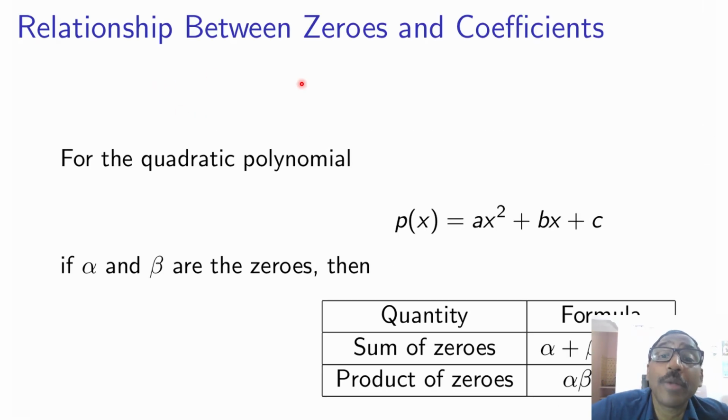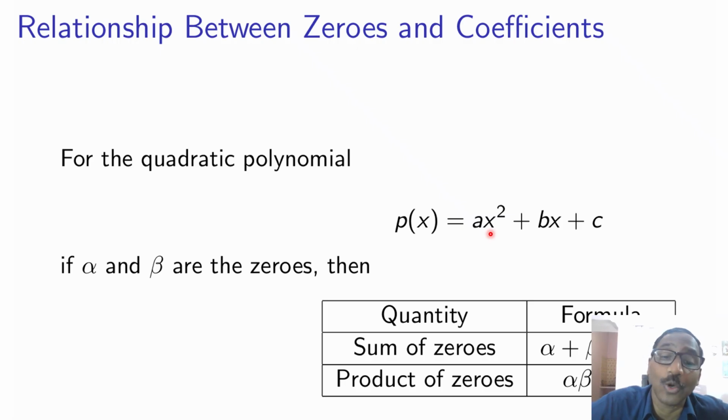So, the relationship between zeros and coefficients. How many times does the graph intersect the x-axis? That many zeros the curve is having, the polynomial is having. Now what are we going to establish? We are going to establish the relationship between zeros and coefficients. Coefficients: what is the x square coefficient? A. What is the x coefficient? B. What is the constant term? C. So here the coefficients are A, B, C.